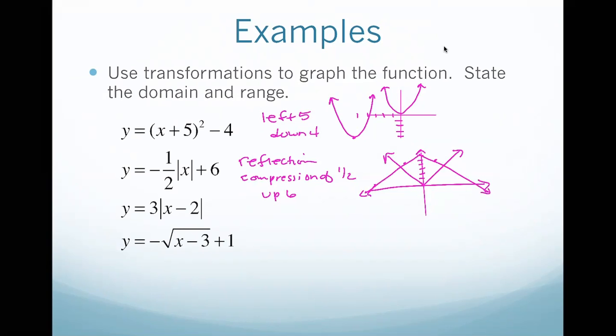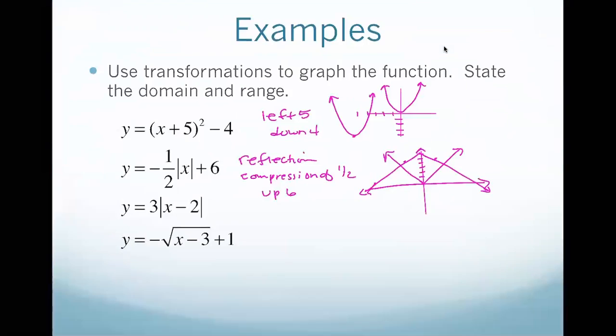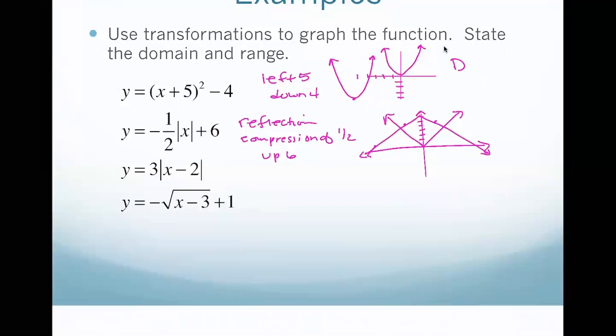Now, it also talks about stating the domain and range. If we are looking at this top one here, the domain of the function we just had is negative infinity to positive infinity. The range of that function would be [-4, infinity). Remember, square bracket means it can be equal to that. Looking at the next one, again our domain is negative infinity to positive infinity, but our range on this one would be from negative infinity to 6 with a square bracket. We're going to skip that next one.